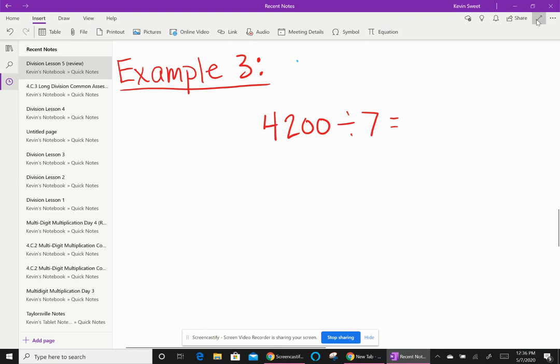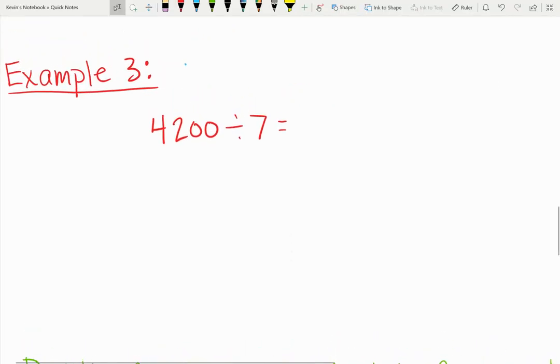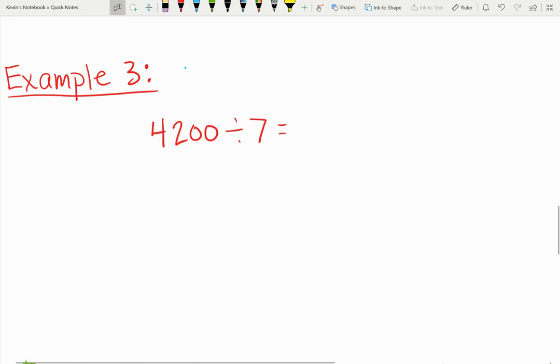All right, welcome back, fourth grade. We're now on example 3. And example 3 has 4,200 divided by 7. Now, for this one, I'm going to go ahead and show you the example. So I'm going to rewrite it to where I could do my long division.